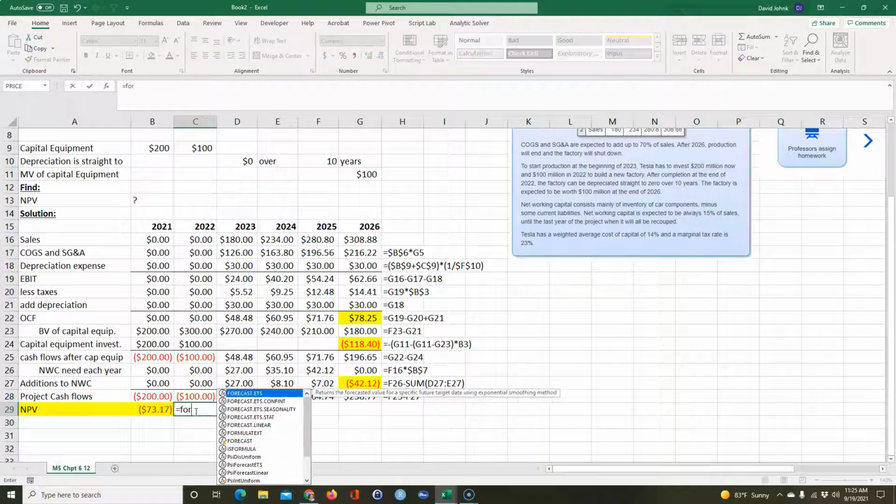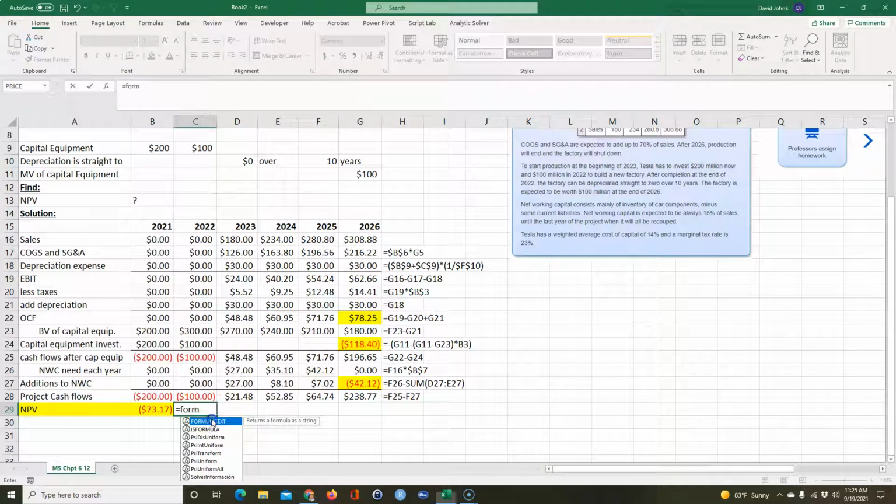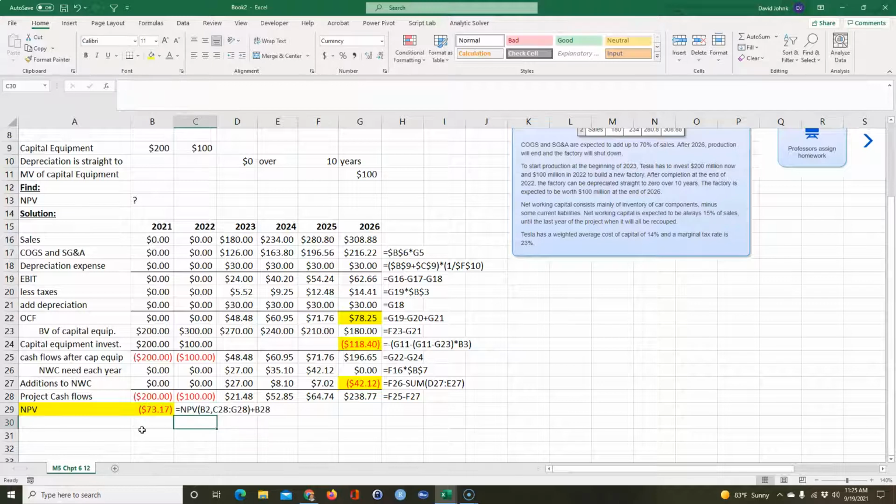So what is that telling you? Should I do this project or not? This is telling you this would not be profitable, right? You'd lose $73 million. So anyway, that's another thing we could do. I'm going to go beyond the book a little bit.